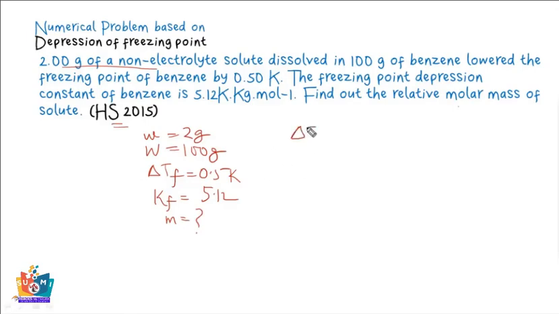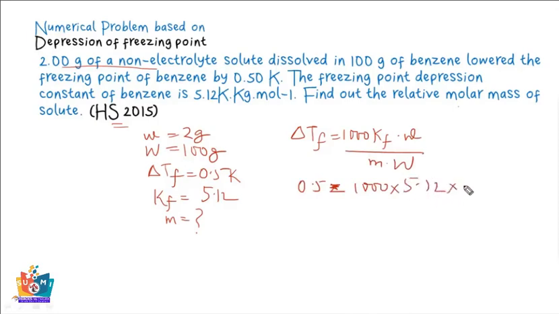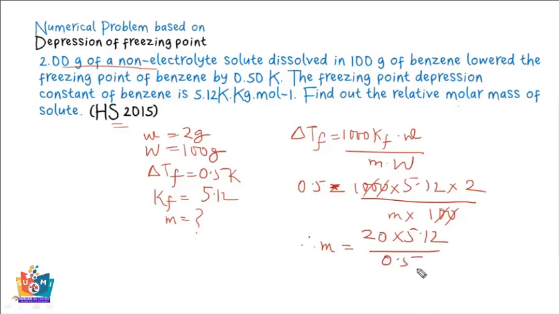Very simple. There was a relation delta TF equal to 1000 KF into small w divided by small m into capital W. You just put the values: 0.5 equal to 1000 into KF, which is 5.12, into small w, which is 2 gram, divided by M into capital W, which is 100. Cancel, cancel, cancel. Therefore, M equal to 20 into 5.12 divided by 0.5, which is equal to 204.8. This is the molecular mass of the solute.